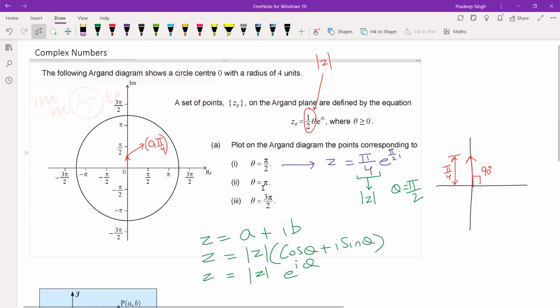Now, similarly, let's apply the same logic for the second case when theta is pi. Okay, let me delete this.